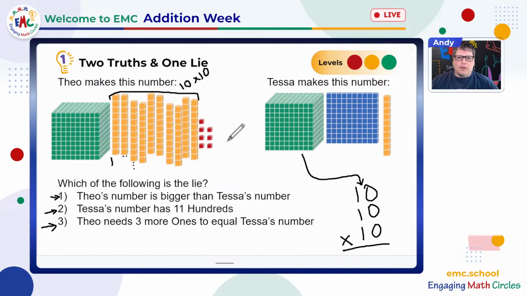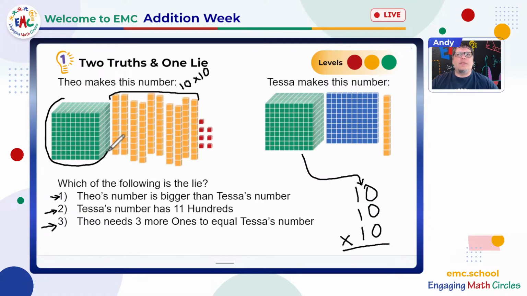So what number? Maybe Jill knows in chat. What number does Theo have at the moment? That's what we're trying to figure out. That's okay. No problem.